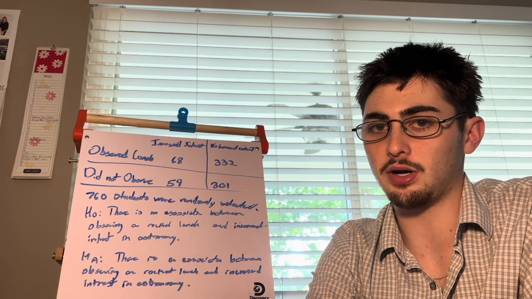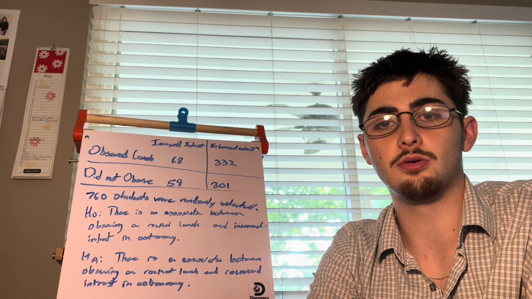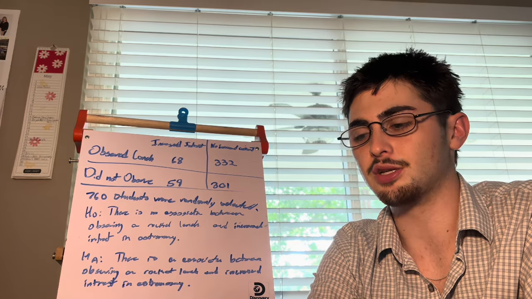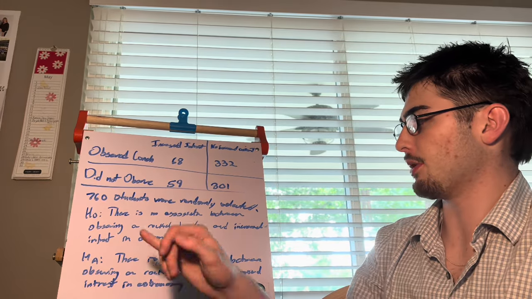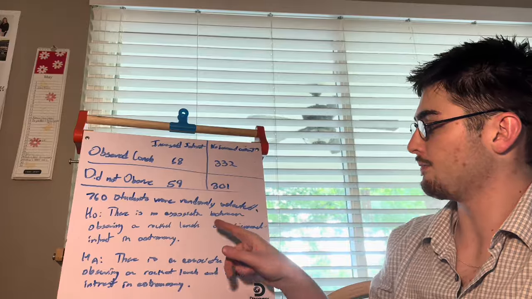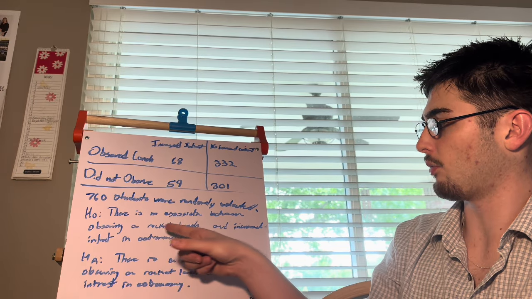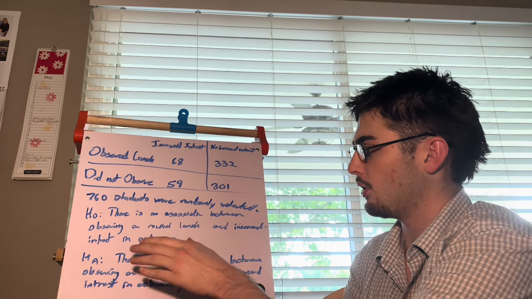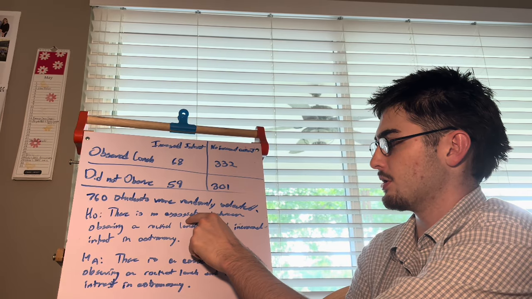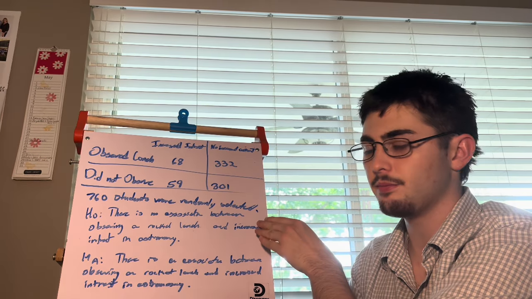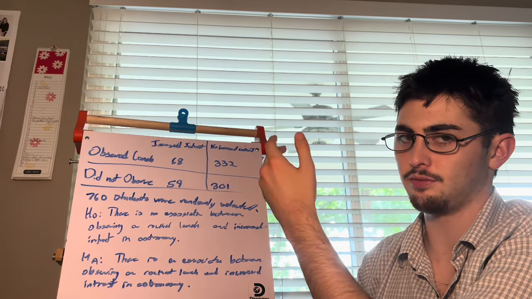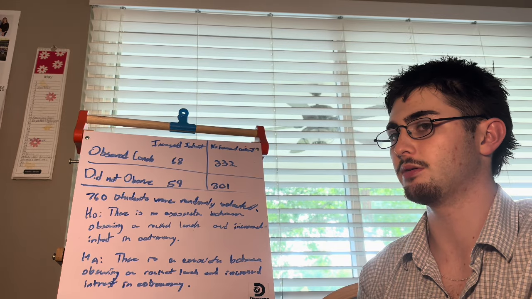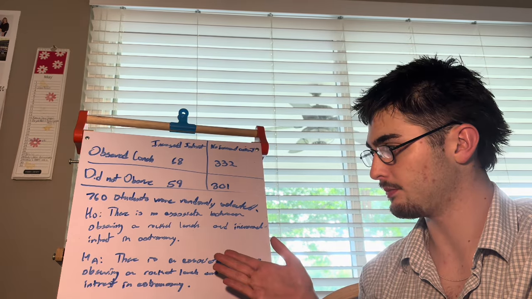This is the same for every single chi-square independence FRQ, but it's just going to be different because of context. So you're going to write, there is no association between observing a rocket launch and increased interest in astronomy. For this part, all you need to remember is that there is no association between, and then the rest of it is context. So for example, if the question is about baseball, you have to write it about seeing a baseball game, or if it's about something else, you write that there.